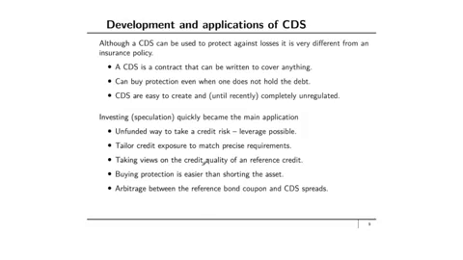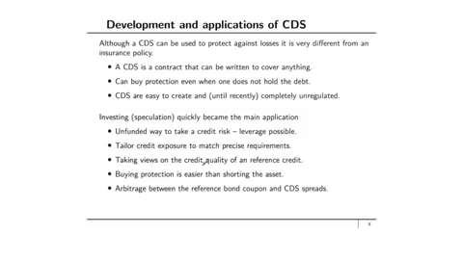Although CDS can be used to protect against losses, it's very different from an insurance contract. It's a contract that can be written to cover anything. You can buy protection even when you don't hold the underlying debt. In order to buy insurance, you have to hold the underlying quantity. To buy insurance on a house, you have to be the owner of the house. To buy insurance on a bond, you need to hold the bond. You can buy a CDS on a bond without even holding the bond. CDSs are easy to create and until recently completely unregulated. And because of these reasons, investing, and in some cases speculation, became the main application very soon.